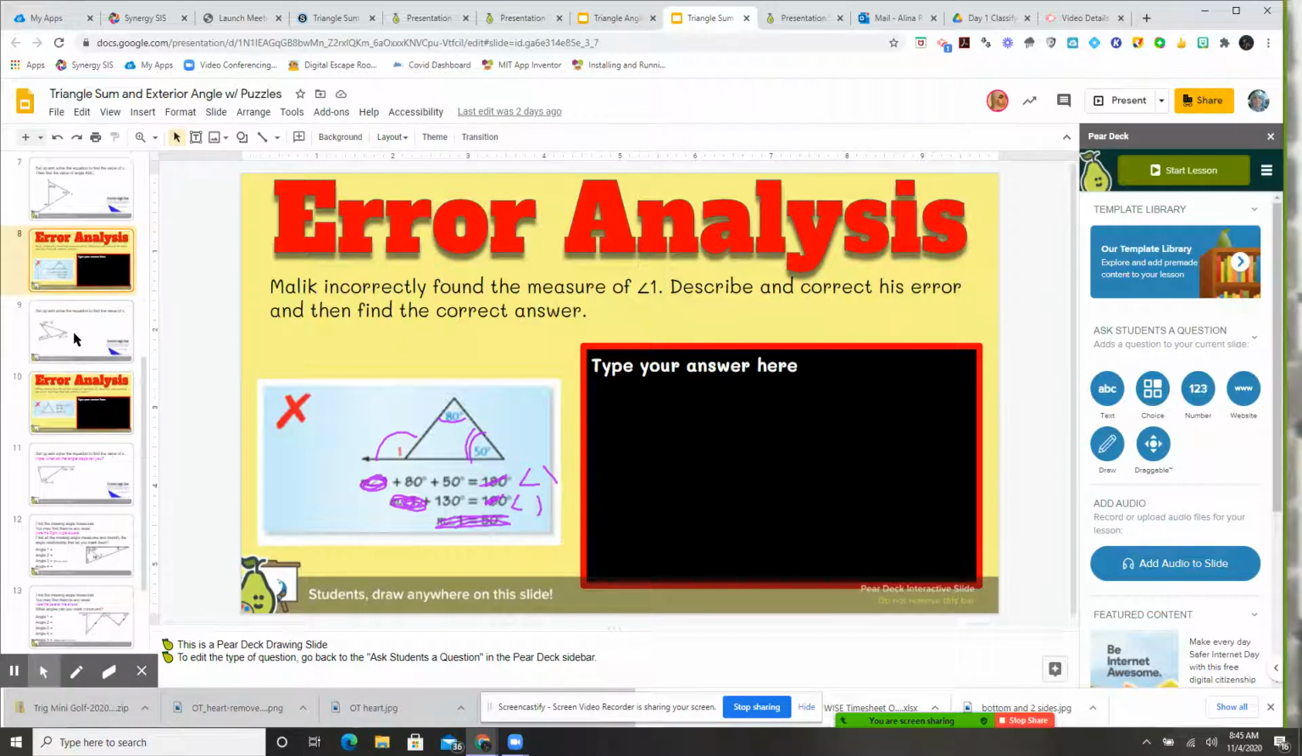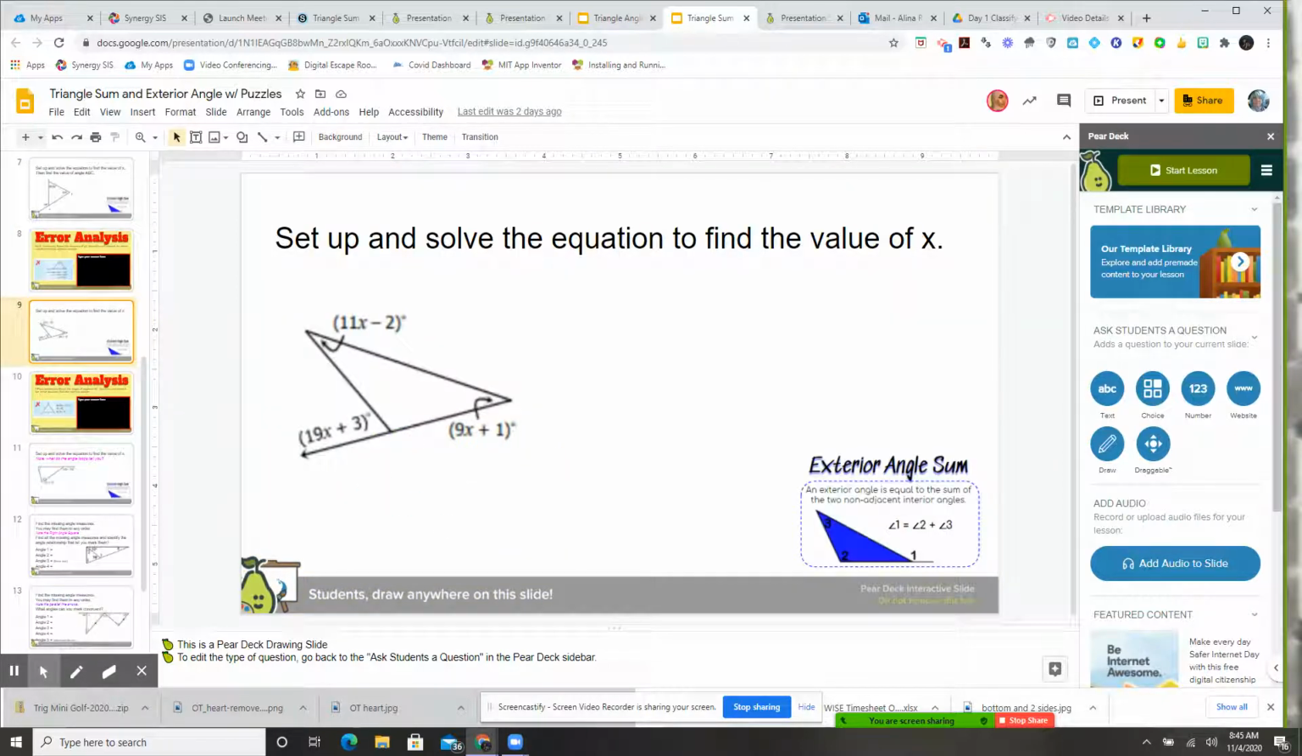I know I've rushed through this triangle sum thing. How would I set up this equation? How would I start writing it? x plus 3 equals 11x minus 2 plus 9x plus 1. Okay, and then it just becomes an algebra problem.